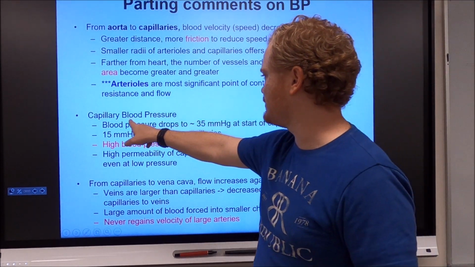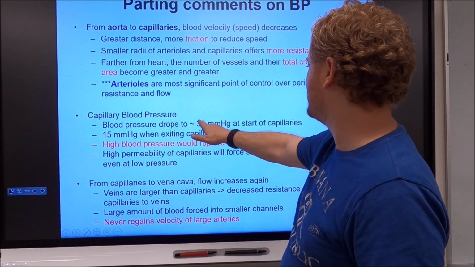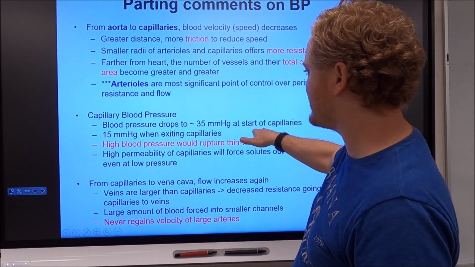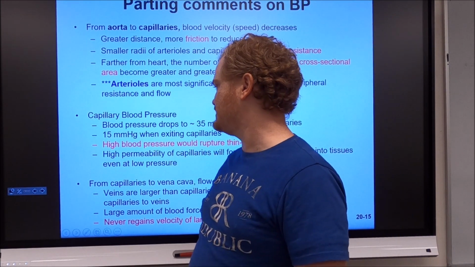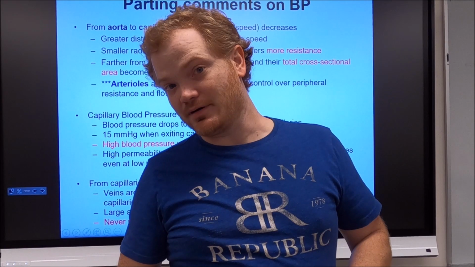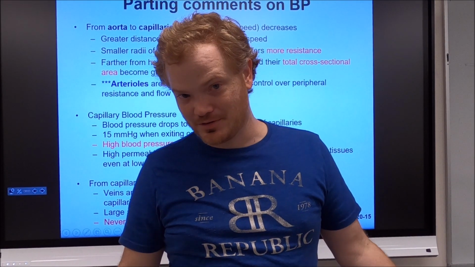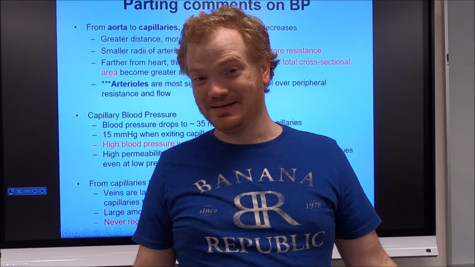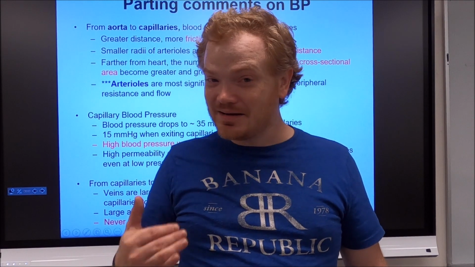Yes, let's see, okay, capillary beds, blood pressure drops to 35 millimeters of mercury at the start of the capillaries. By the time it leaves, it's about 15. The idea is you got to have the blood pressure low in the capillaries. You can't have 120 millimeters of mercury flowing through your capillary beds. That would be devastatingly bad.